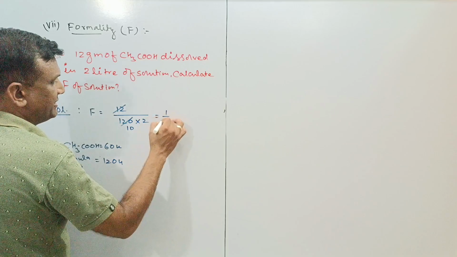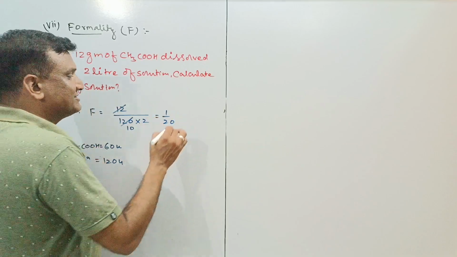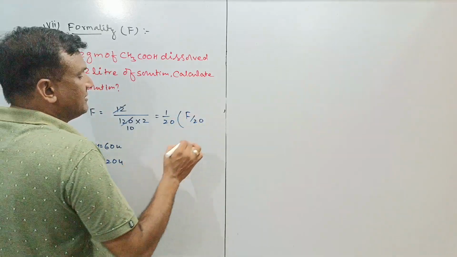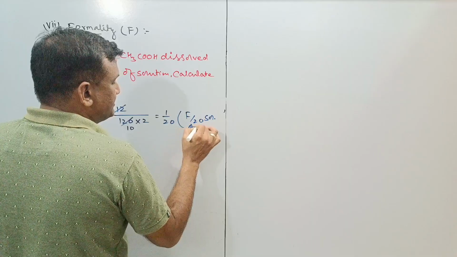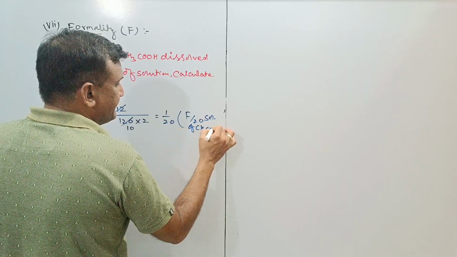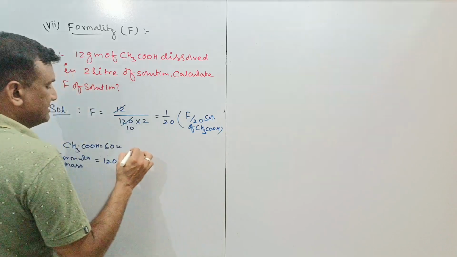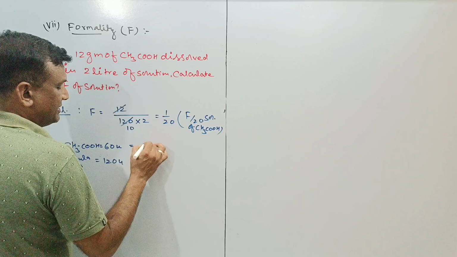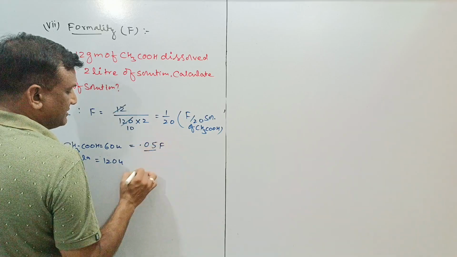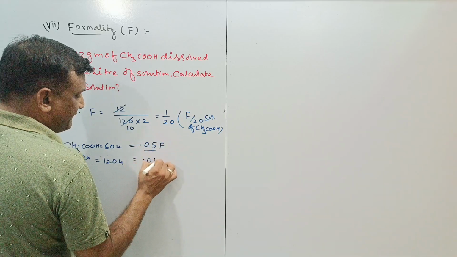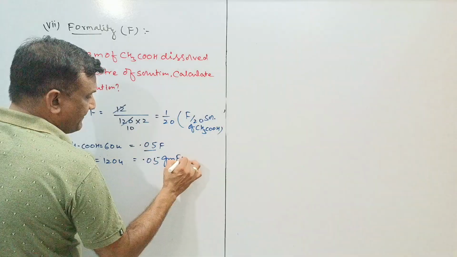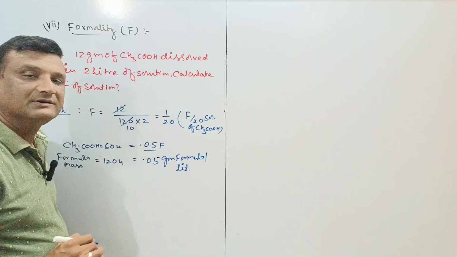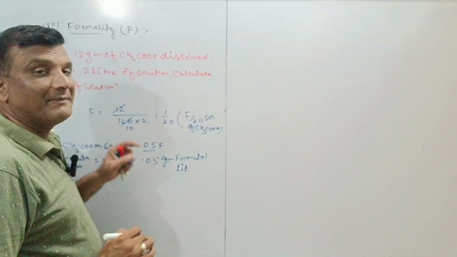It will be 1 by 20. It is also called F by 20 solution of ethanoic acid, and the value will be 1 by 20, which means the decimal will carry 0, it will be 0.05 F. You can say 0.05 gram formula per liter is the unit of the solution. This was about the formality.